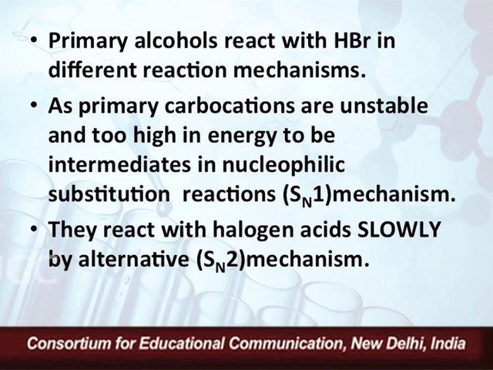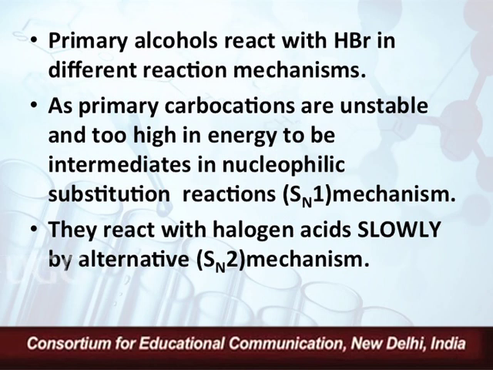So as I was talking of primary alcohols, we find that the structure of a primary alcohol is very different from a tertiary alcohol. In a primary alcohol, the carbon containing the OH group is attached to one other carbon. Therefore, when it dissociates, it will form a primary carbocation. And we know that primary carbocations are unstable and too high in energy to be intermediates in nucleophilic substitution reactions. That is, they will not follow the SN1 mechanism.